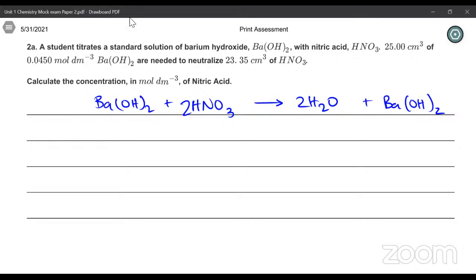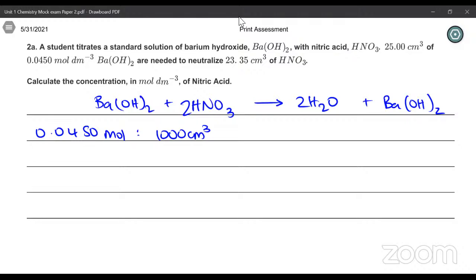Now, here it says a student titrates a standard solution of barium hydroxide with nitric acid. 25 cm³ of 0.045 mol/dm³ barium hydroxide needed to neutralize 23.35 cm³ of nitric acid. Now, what we know is 0.0450 moles of barium hydroxide is in 1,000 cm³. 1 dm³ is equivalent to 1,000 cm³.